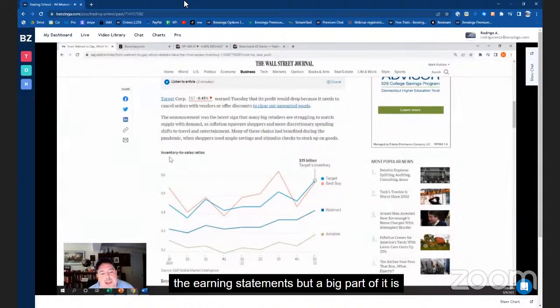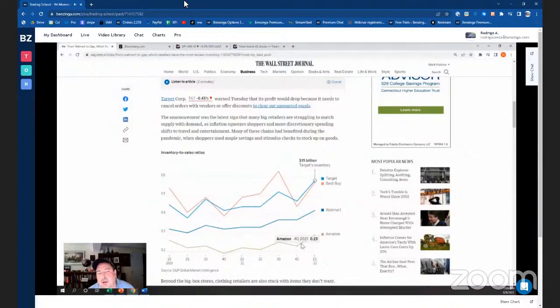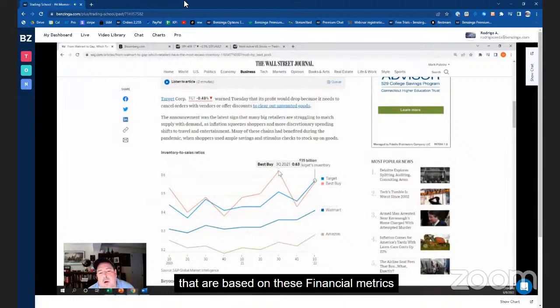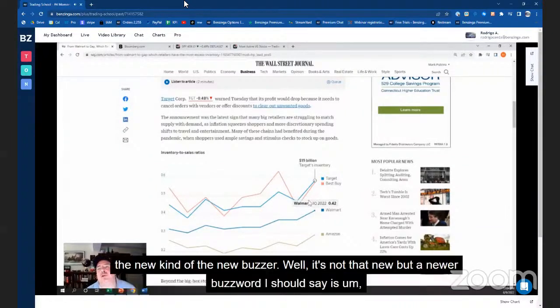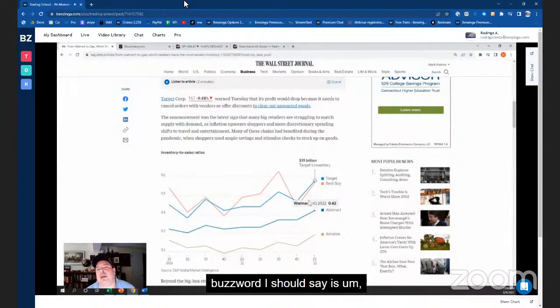They're going to look through the earnings statements, but a big part of it is looking at these ratios. And there are trading models or trading screeners based on these financial metrics. Well, it's not that new, but a newer buzzword, I should say, is quantamental, where they're combining quantitative analysis with fundamental analysis.